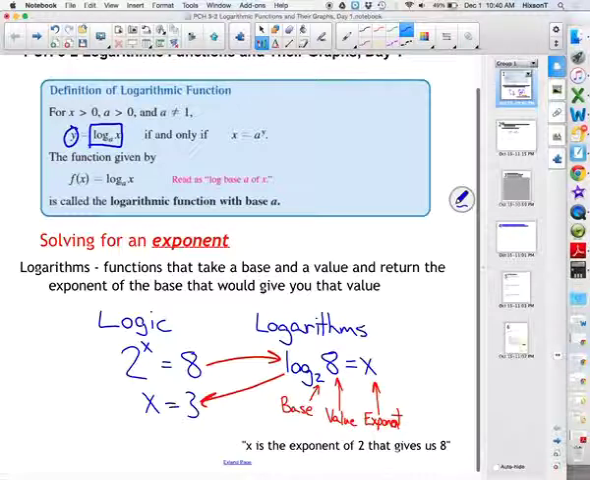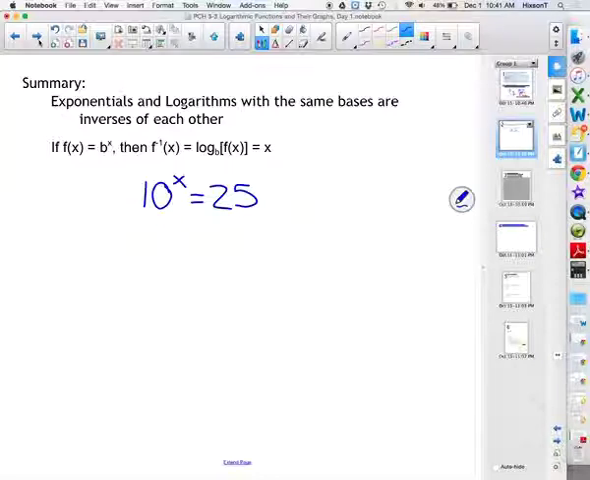Now, as you can see here, here is another case where you can see how the exponentials and the logarithms are related to each other. Really, one is just an interpretation of the other. So, in fact, we can actually say the exponential and the logarithm are inverses of each other. So let's look at what we mean by that. An exponential and a logarithm with the same bases, this is the important part, are inverses of each other.